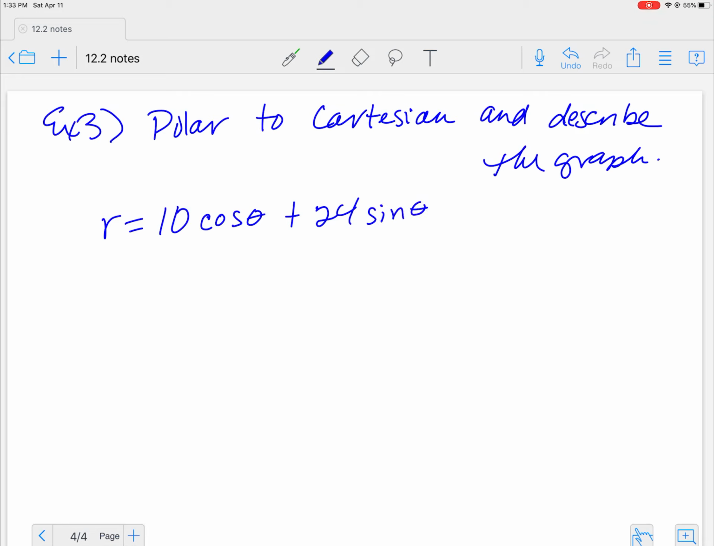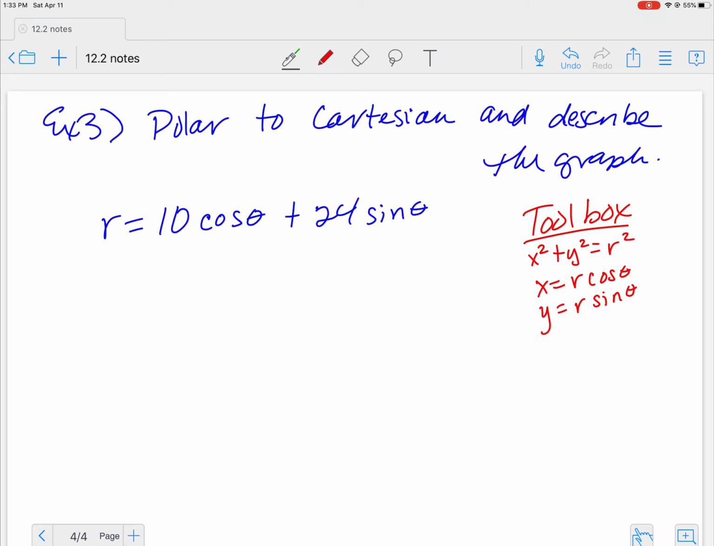Go to your toolbox, guys. Remember how we talk about this toolbox all the time. Go to your toolbox. What's in your toolbox? What do you know about the relationships between polar and Cartesian? Well, I know that x squared plus y squared is equal to r squared. Yup. I know that x is equal to r cosine theta. I know that y is equal to r sine theta. Do you think any of that could be helpful? Yeah, I think so too.